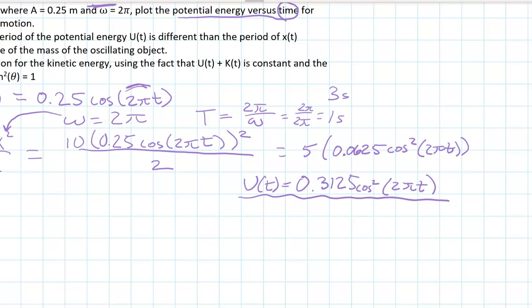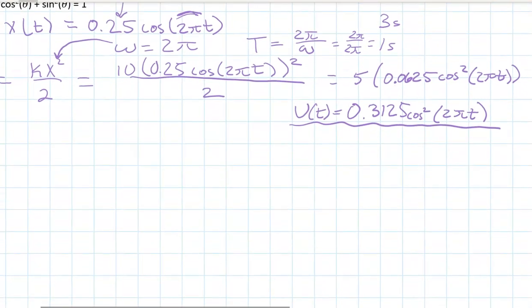This makes sense because this right here is what the maximum potential energy will be. So that corresponds to this amplitude here in the position function. Perfect. Let's go ahead and plot this.